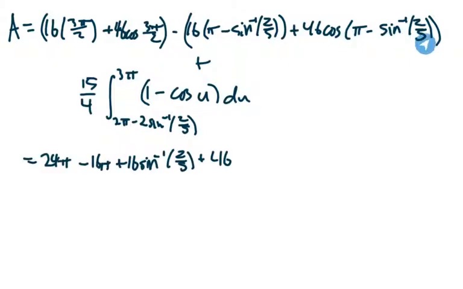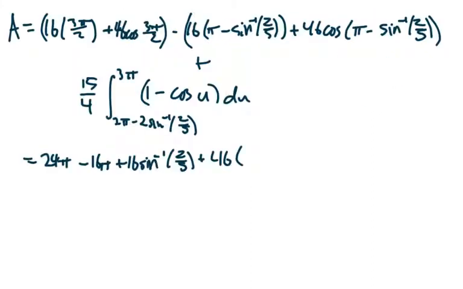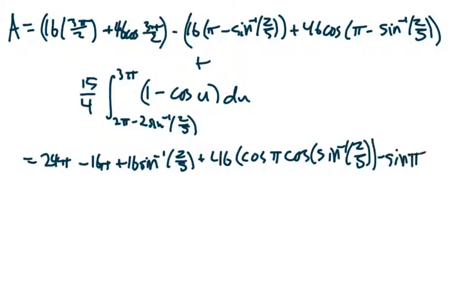Now this has two things we have to worry about. Number one, this is a difference of angles, so you got to use the cosine difference angle identity. Cosine of the first times cosine of the second, that's right, cosine of that, minus sine of the first times, it doesn't really matter what I'm going to write after this because this is sine of pi, that's going to be 0.